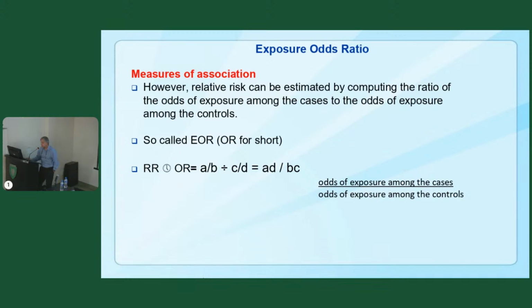Okay? So you're actually doing the odds of exposure among the cases. You say, given I am a case, what's the chance I am exposed? That's what you're doing. Okay? So that's your odds of exposure, A divided by B. And the odds of exposure among the control is C divided by D. So that's your other odds. You divide one by the other, you get the A, D, B, C.